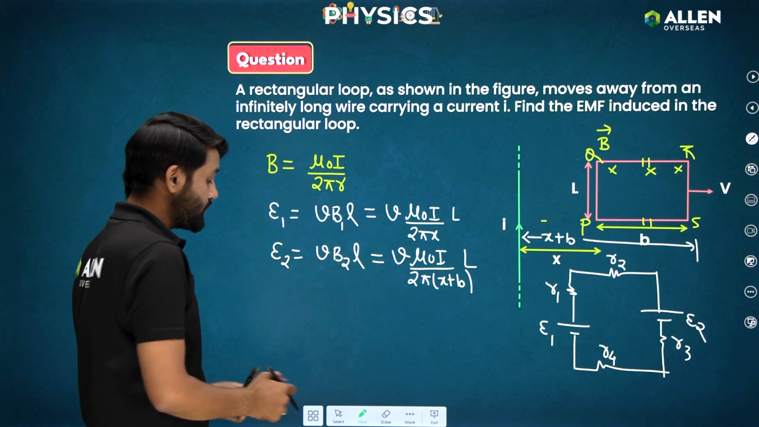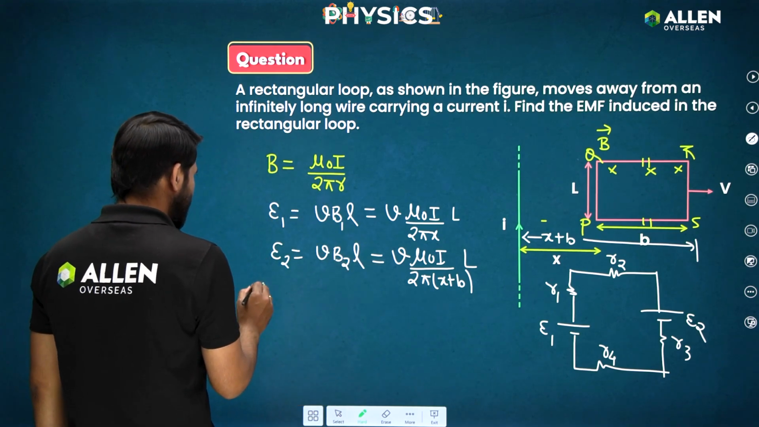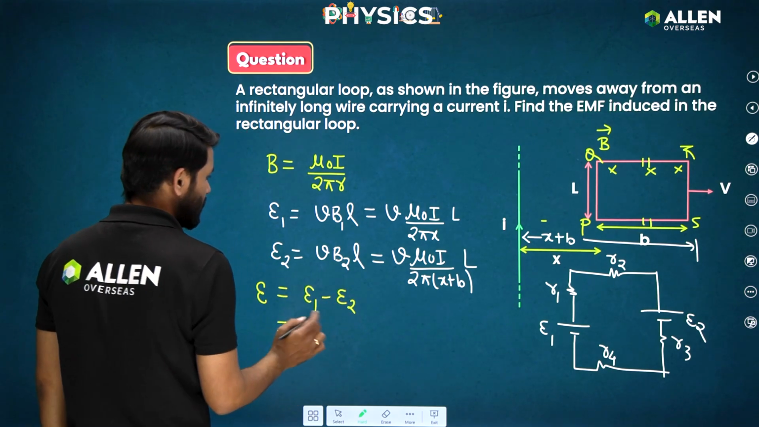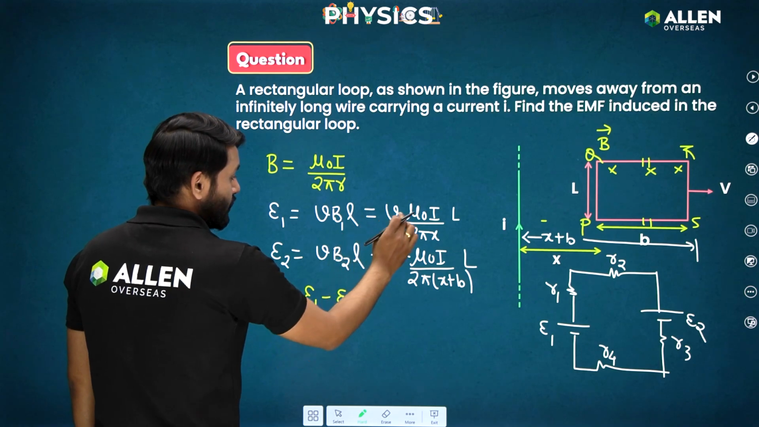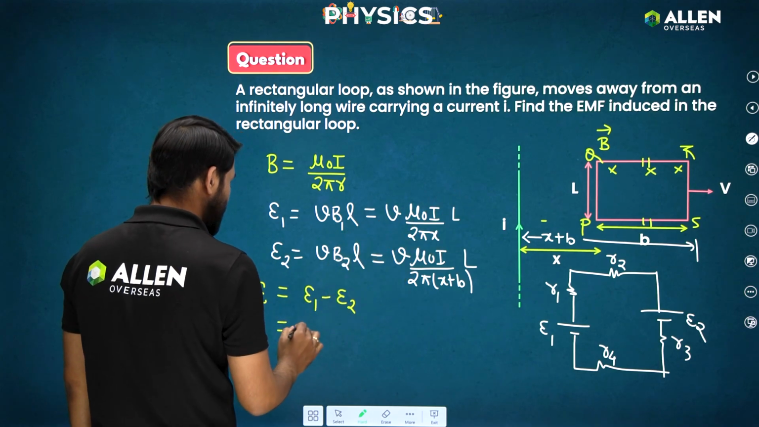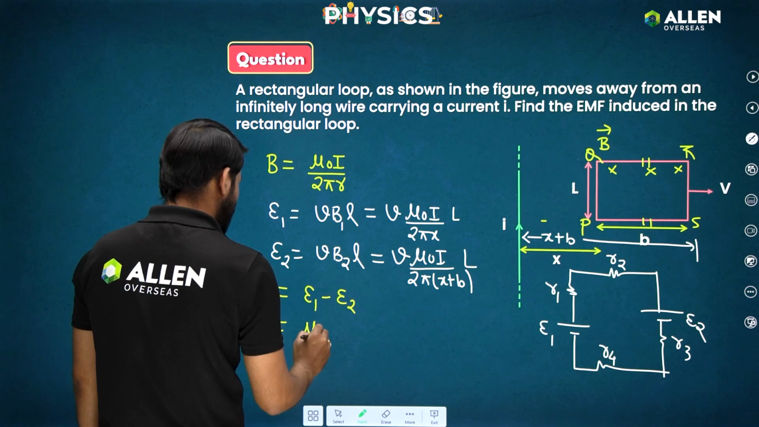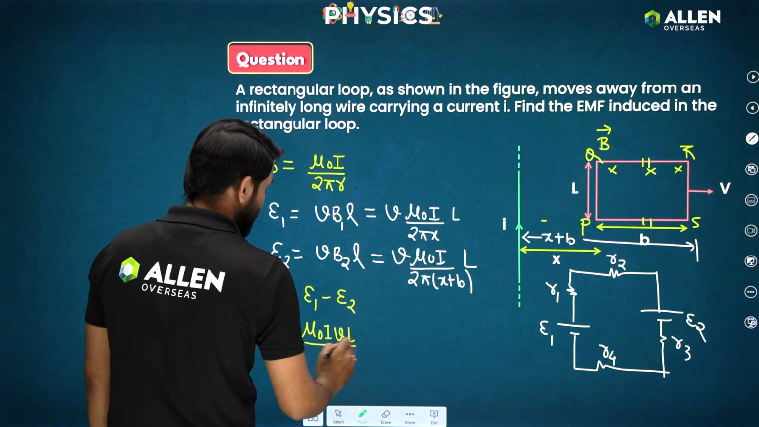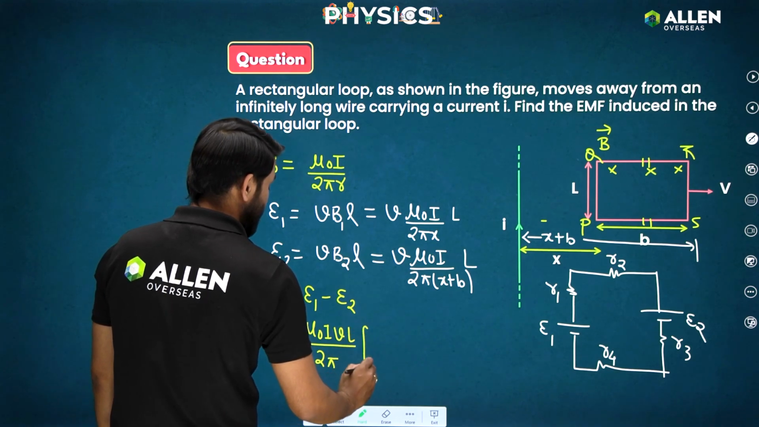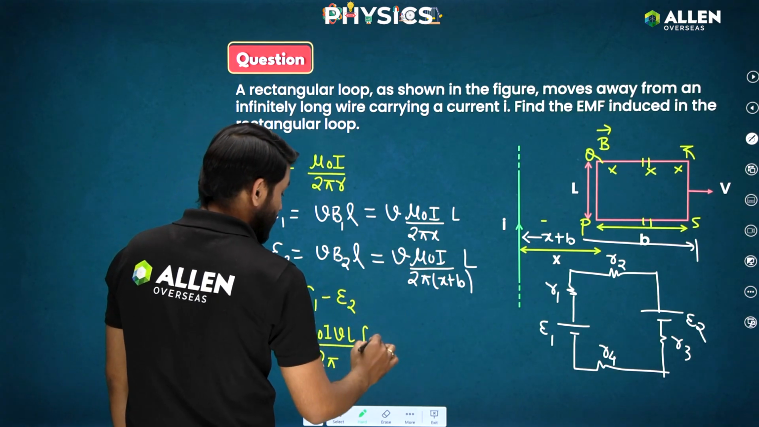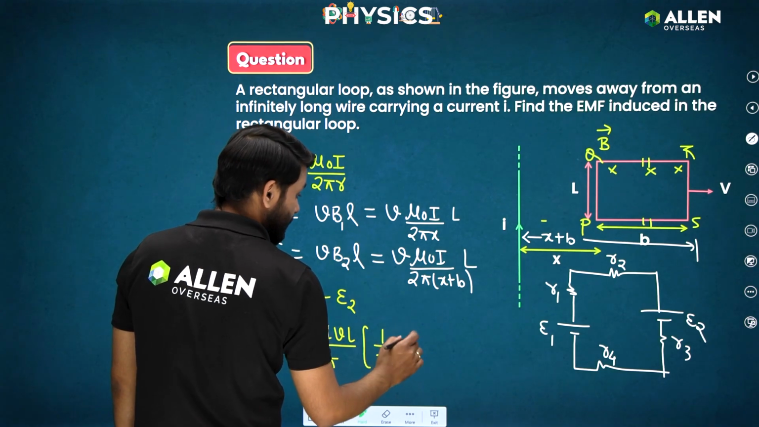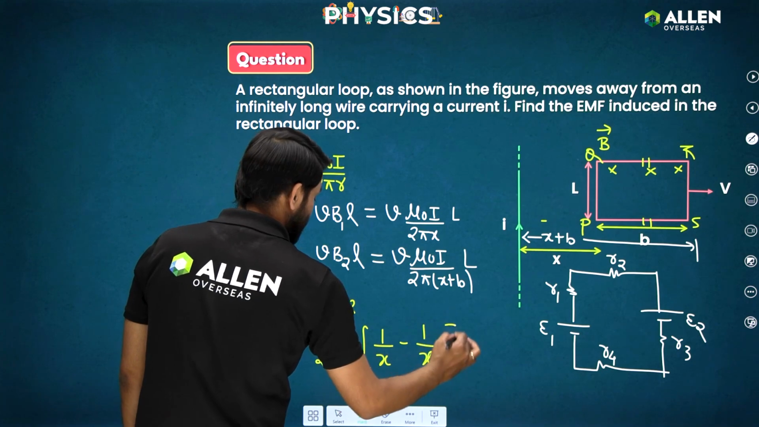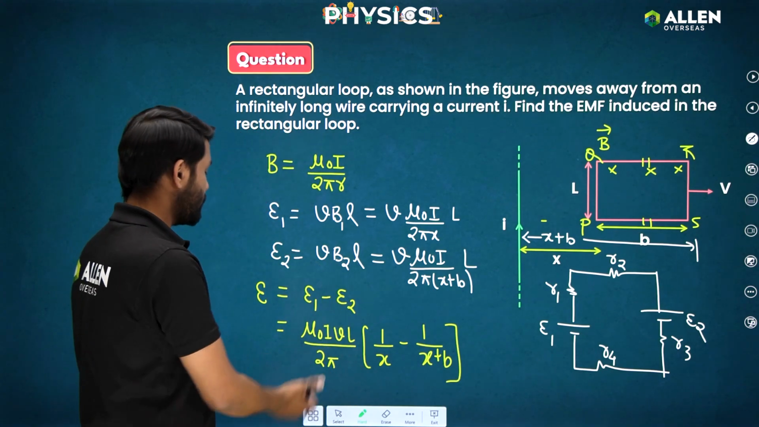Okay, so net induced EMF is E1 minus E2. Now you have to put the values. So V, mu naught I, and L I am taking common. So mu naught I V into L divided by 2 pi is also common. Remaining terms are 1 upon x minus 1 upon x plus B. Right, students? Okay, now solve this.